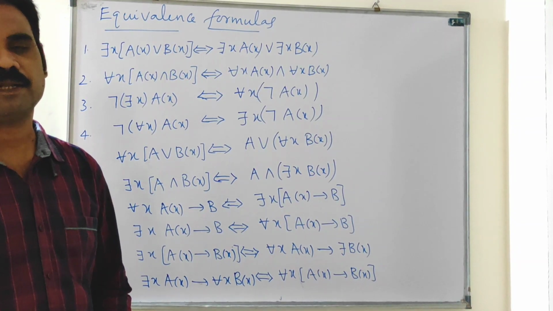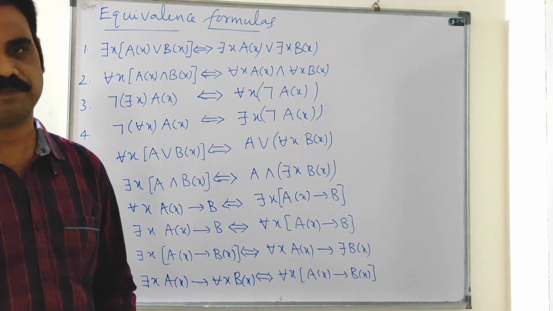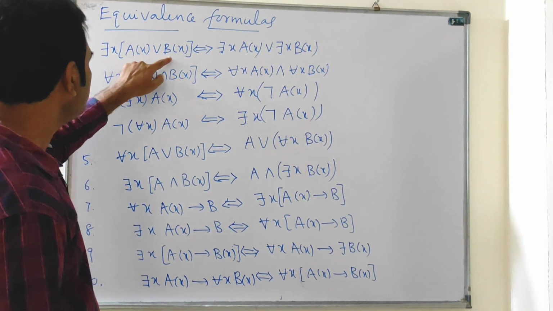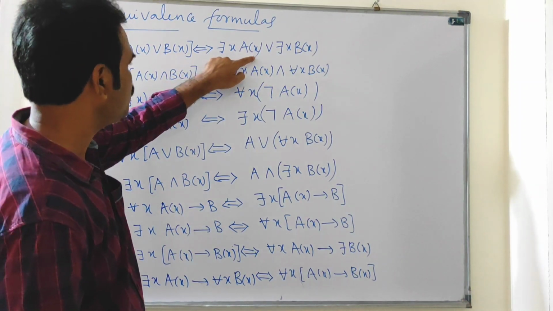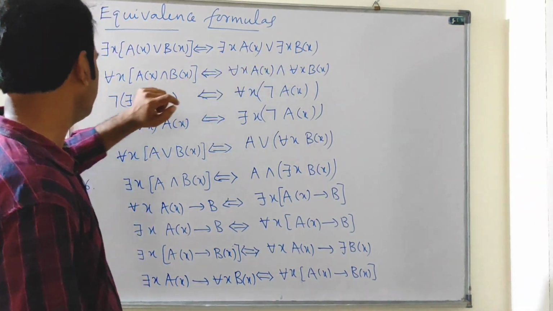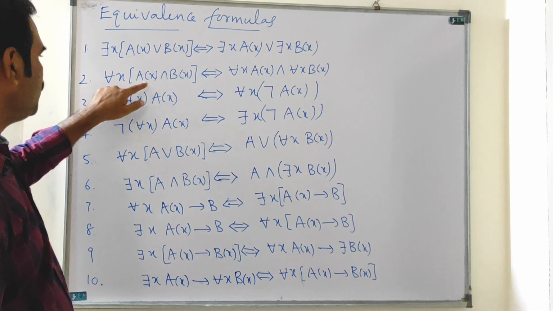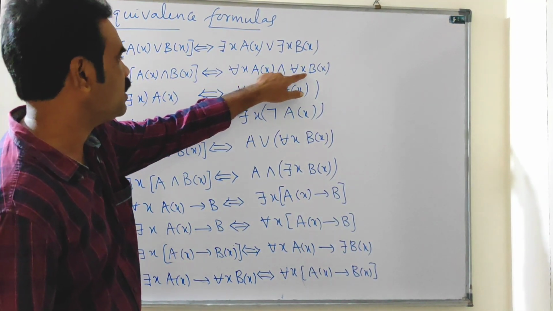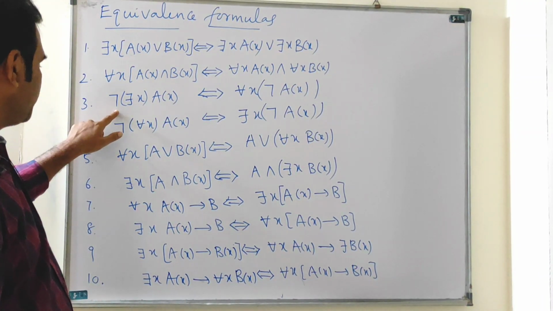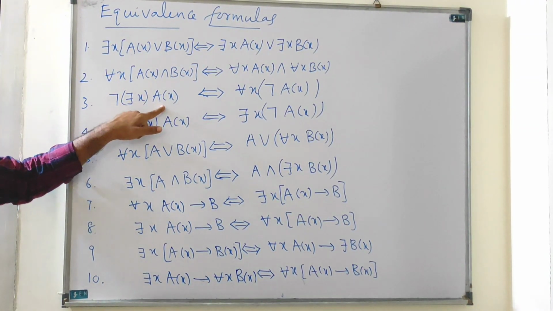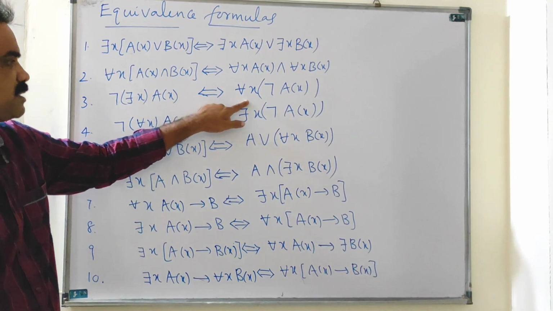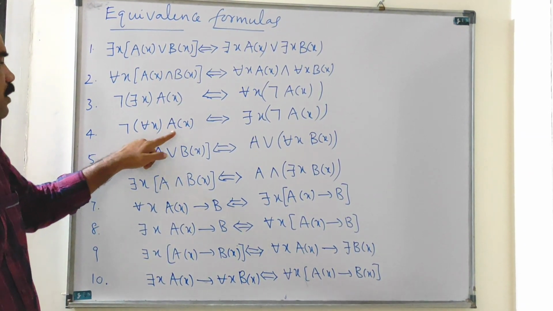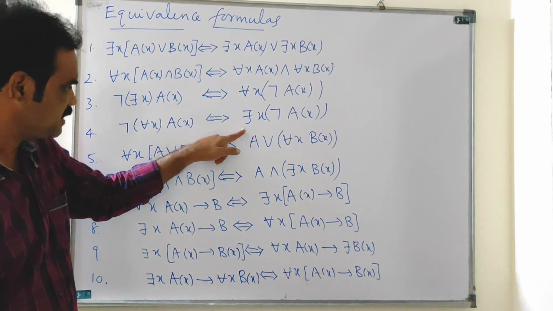There are some equivalence formulas on quantified statements. First one, there exists x, a of x or b of x is equivalent to there exists x, a of x or there exists x, b of x. Second one, for all x, a of x and b of x is equivalent to for all x, a of x and for all x, b of x. Third one, negation of there exists x, a of x is equivalent to for all x, negation of a of x.